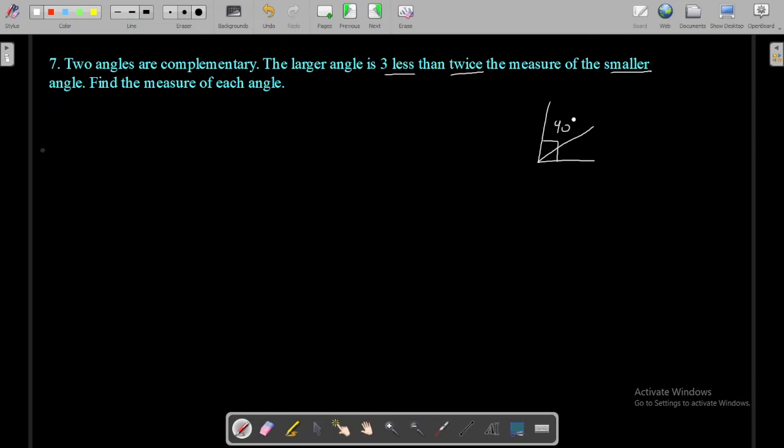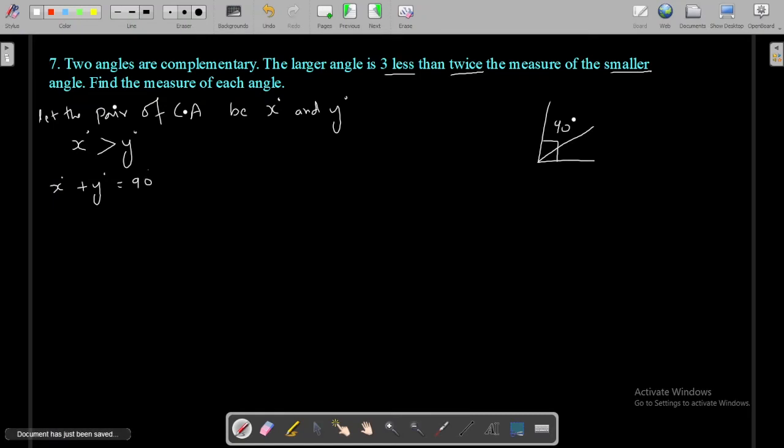So first of all, let the pair of complementary angles be x degree and y degree. So here, according to the problem, x is greater than y. So we know that the complementary angles, the sum is x plus y degree is equal to 90 degree.